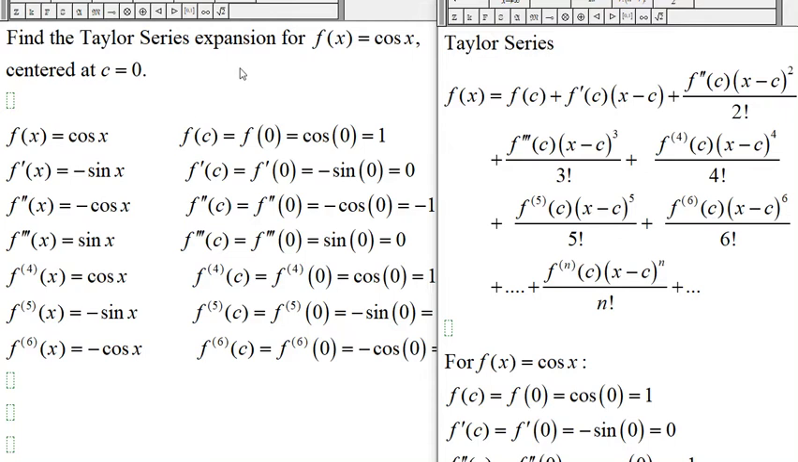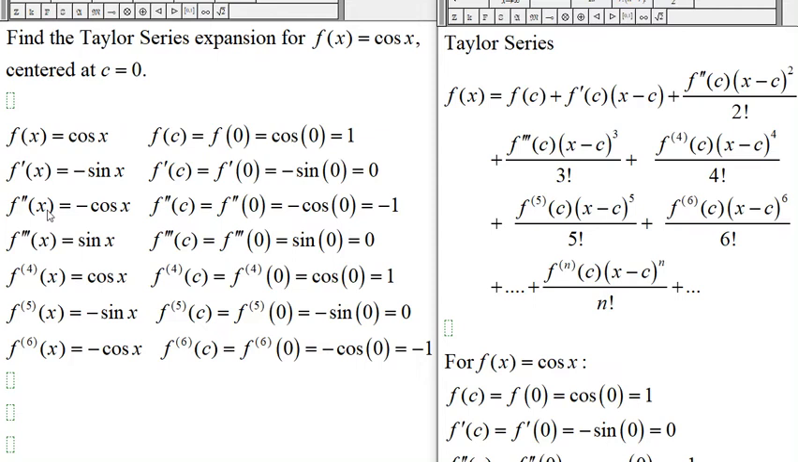We want to find the Taylor series expansion for cosine of x centered at c equal to 0. And this is the Taylor series expansion formula. And so first, we'll find the first few derivatives and then look for a pattern. And so the function here is cosine of x. The first derivative is negative sine of x.